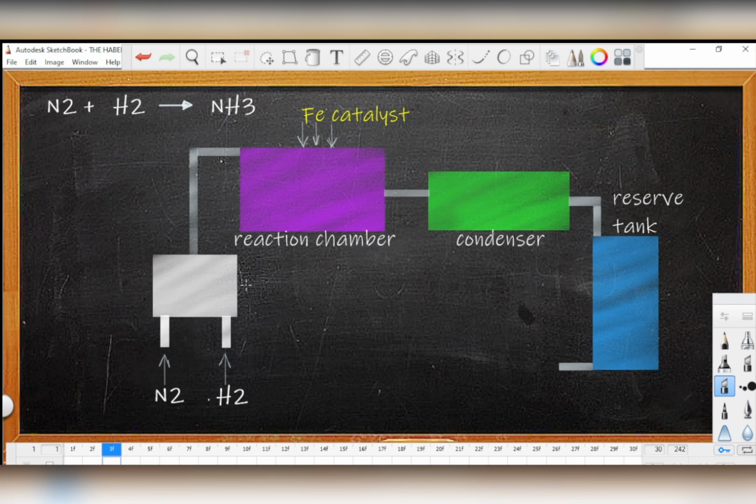In the production of ammonia, we react nitrogen and hydrogen to form ammonia, and to balance the equation, I'll put a 2 here and a 3 here. The nitrogen used is a gas. Hydrogen used is a gas. The ammonia made is gaseous, but it will be condensed to become a liquid.